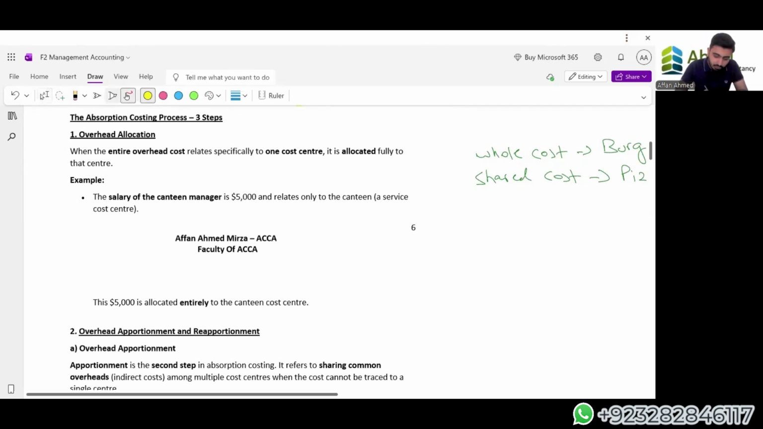When an entire overhead cost is related to one specific cost center, it is allocated, and this is known as allocation to that center. Example: the salary of a canteen manager is $5,000 and relates only to the canteen. So it is going to be assigned as the complete cost of the canteen, right? So the canteen cost center will increase by 5,000. I believe this is clear to you guys.